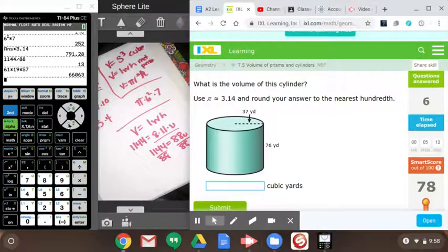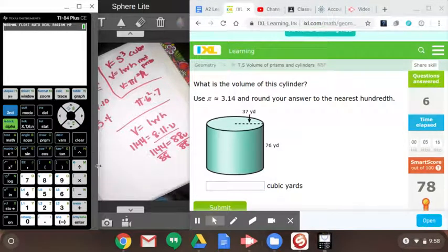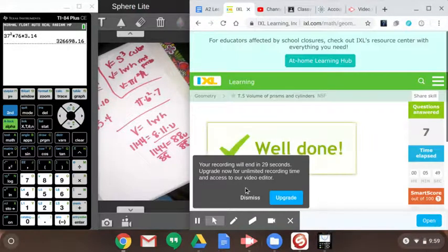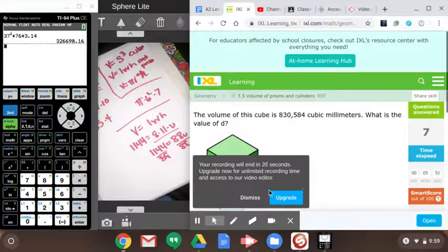The volume of this one. So again, I'm going to clear this out. We want to do pi r squared times the height. So we're going to do 37 squared times 76. And we want to times that by pi, so times 3.14, cubic yards. Okay. If the units were different, we might have to do some converting, but they're not doing that. I sometimes worry that I'm going to have to do that. So to the nearest hundredth, I think it's 326,698.16. Well done. All righty, and there we go.